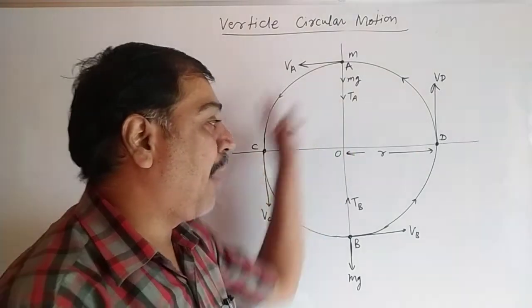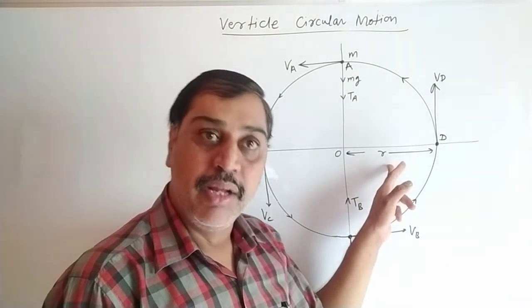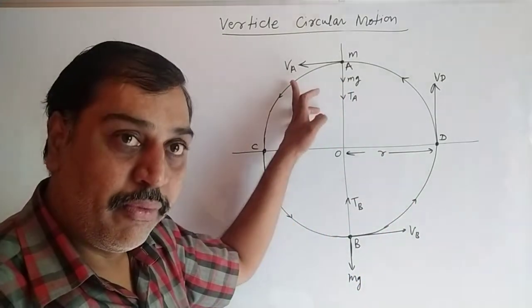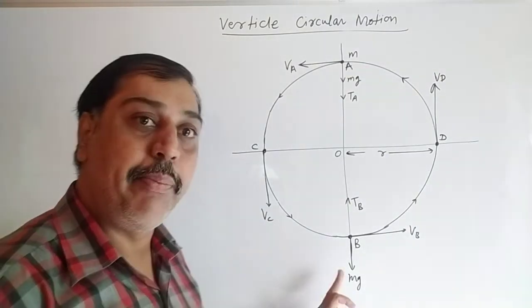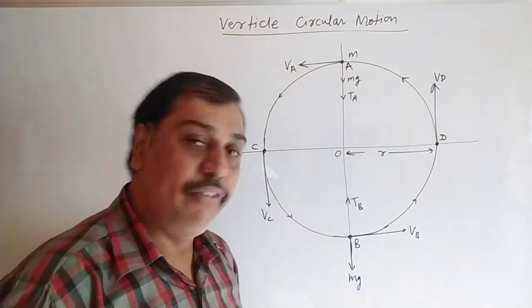This circular path has a radius r. The particle has a mass m. When the particle is at point A, it has a velocity va. When the particle is at point C, the velocity is vc, suppose. At B, it is vb. Similarly, at D, it is vd, suppose.